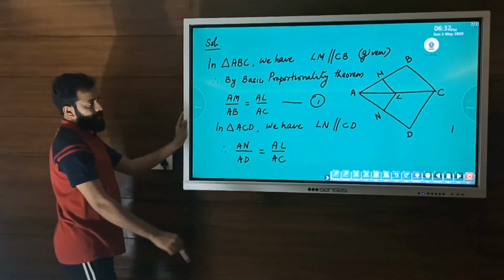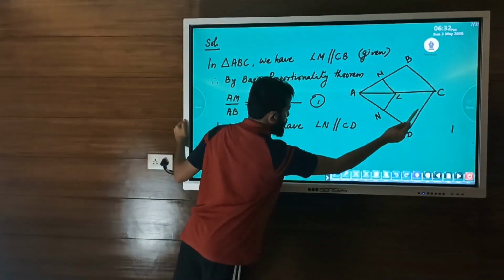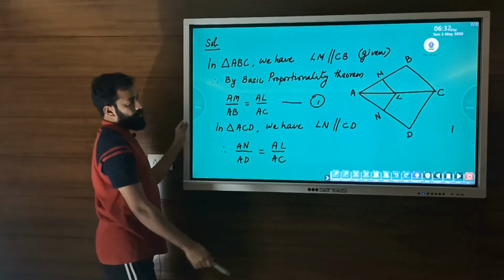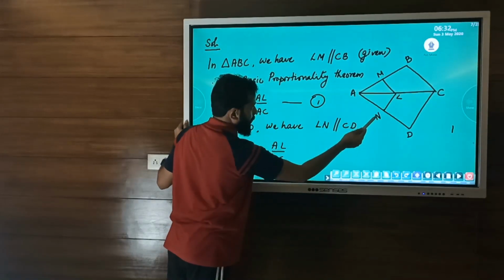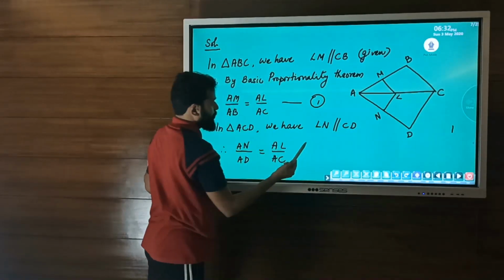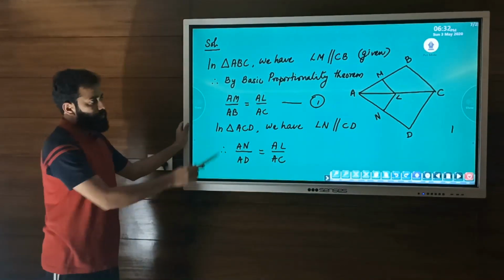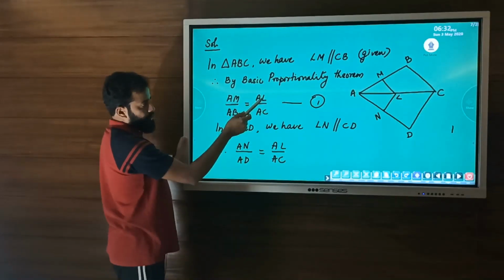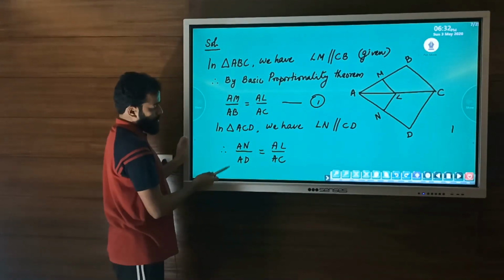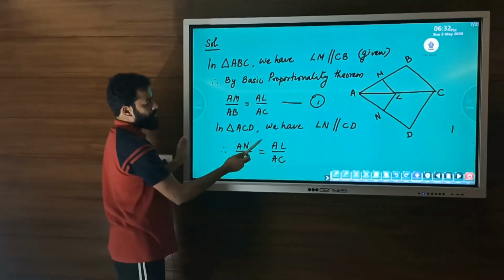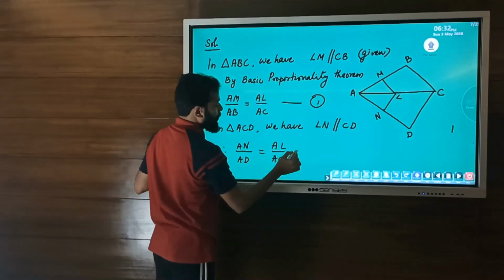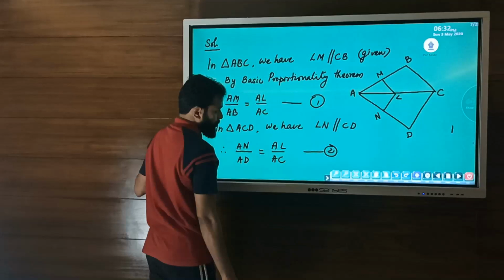Then the next triangle, ACD. This is the triangle ACD. Considering the triangle where LN is parallel to BC, which is given in the question. If these two lines are parallel, the sides are divided in the same ratio. AN divided by AD equals AL divided by AC. That is our second equation.